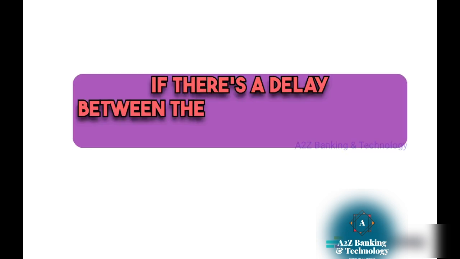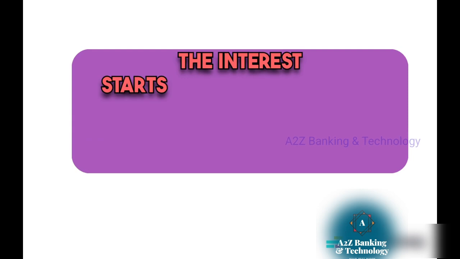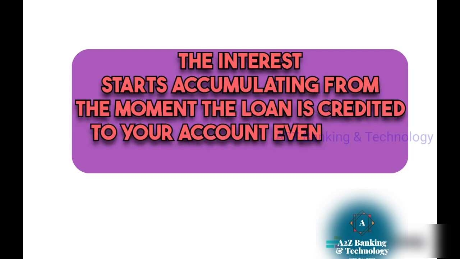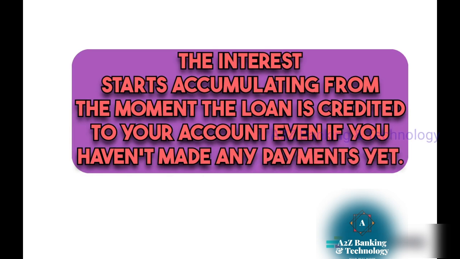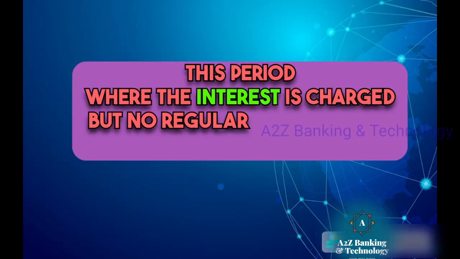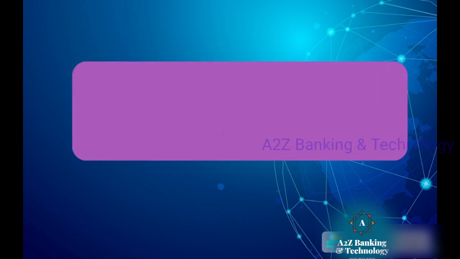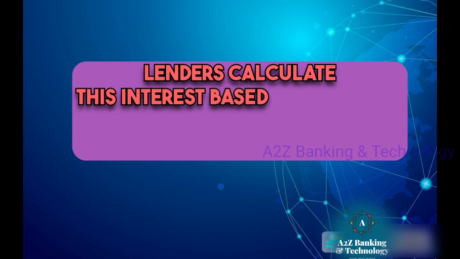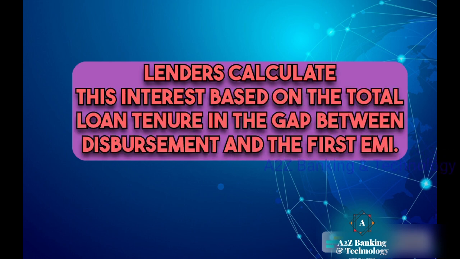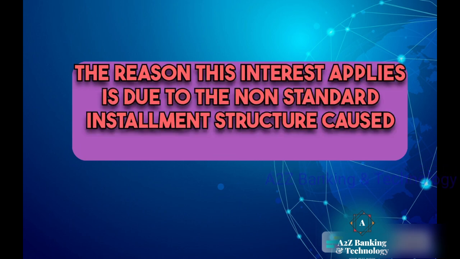If there's a delay between the loan disbursement and the first repayment, the interest starts accumulating from the moment the loan is credited to your account, even if you haven't made any payments yet. This period, where the interest is charged but no regular payments are made, is called a broken period. Lenders calculate this interest based on the total loan tenure and the gap between disbursement and the first EMI. The reason this interest applies is due to the non standard installment structure caused by the gap.